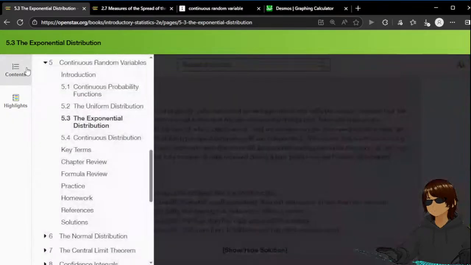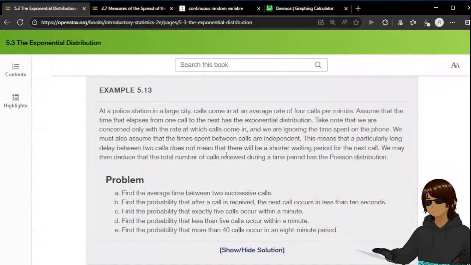What is the next chapter? Yeah, we'll just read this.